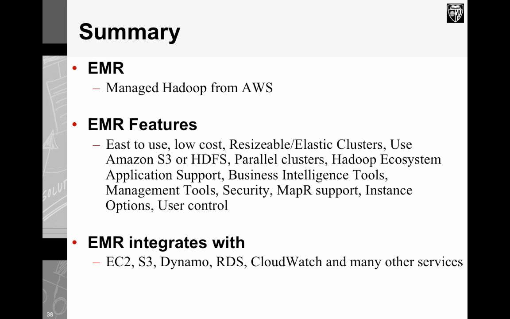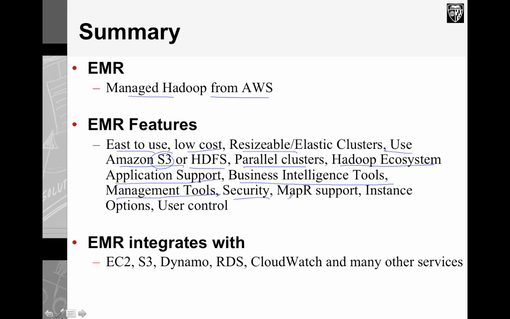In summary, EMR is a managed Hadoop service from AWS. EMR has several features: easy to use, low cost, resizable clusters. You can use Amazon S3 or HDFS. They're nicely integrated with S3. You can launch parallel clusters. There is a bunch of Hadoop ecosystem application support like Hive, Pig, Mahout, and so on and so forth. There's also business intelligence tools support. For example, if you want to use Tableau with AWS EMR, you can do that. There's also management tools: AWS Console, API, command line tools.